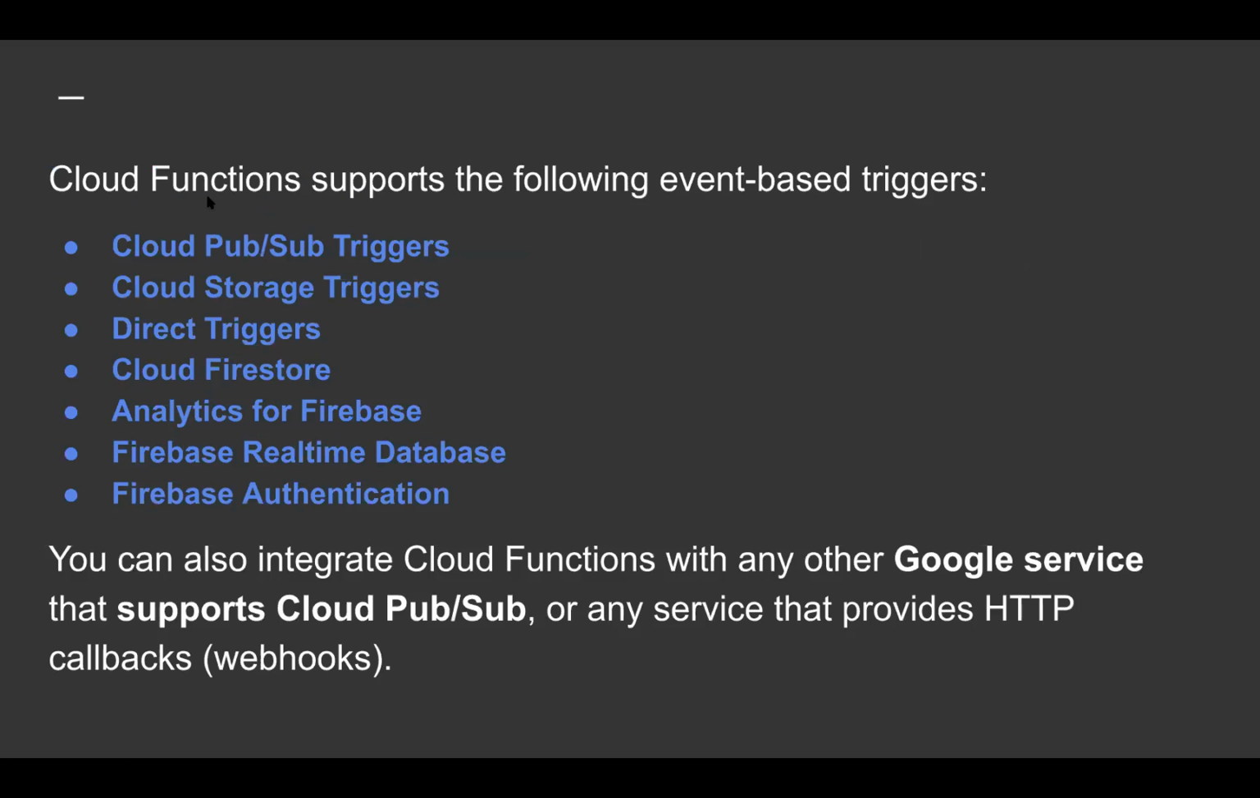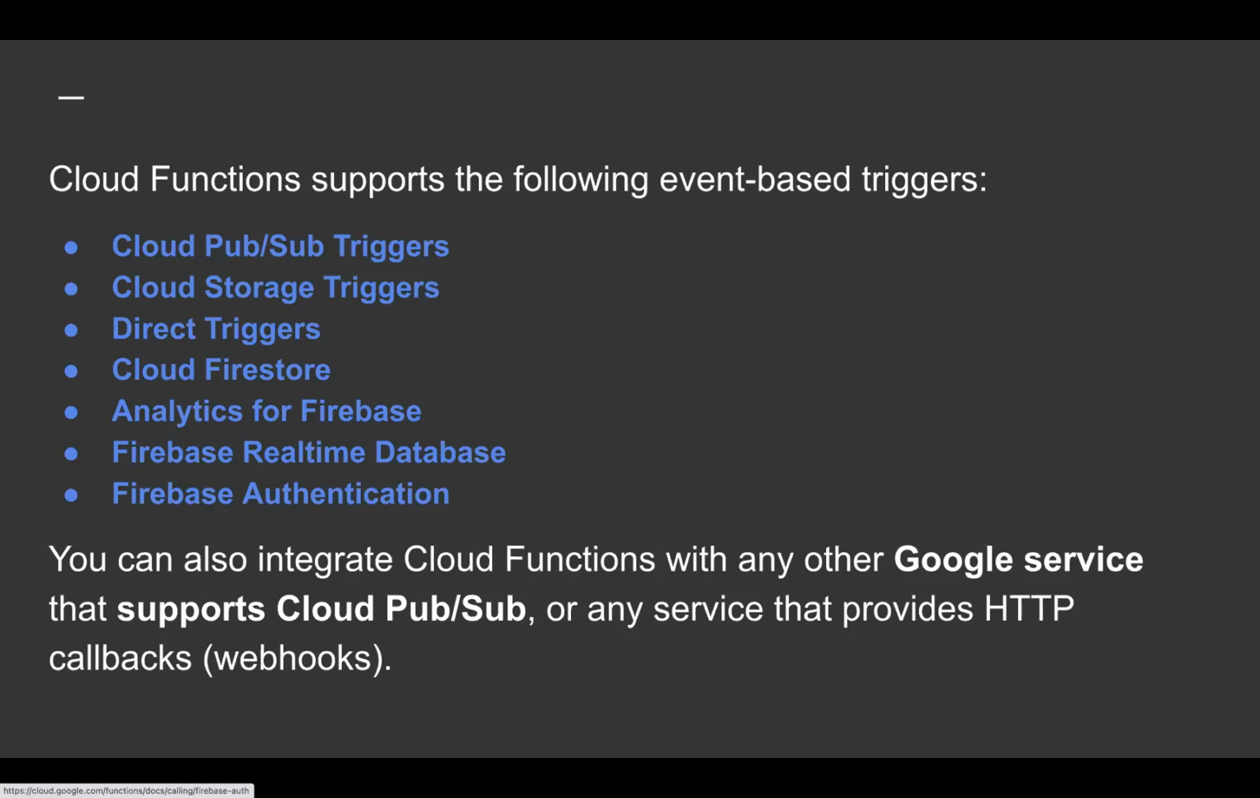So these are the events. These are the triggers in the cloud. Cloud Functions supports the following event-based triggers: Cloud Pub/Sub triggers, Cloud Storage triggers, direct triggers, Cloud Firestore triggers, Analytics for Firebase, Firebase Realtime Database, or Firebase Authentication. So these are the cloud function services, like Firebase Authentication or Firebase Realtime Database. Some of them are missing here.